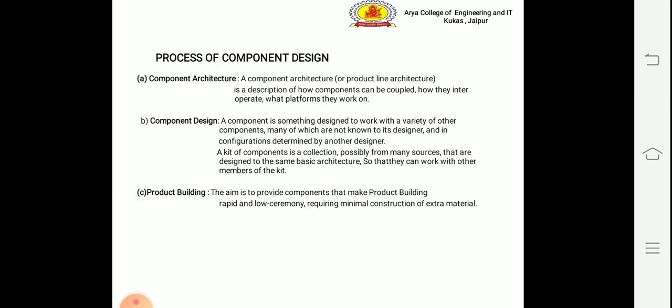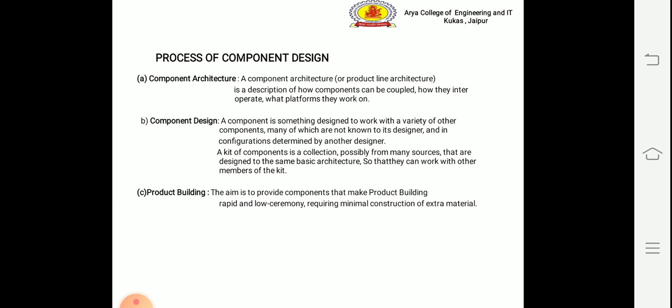Now, the process of component design. A, component architecture. A component architecture or product line architecture is a description of how components can be coupled, and how they interoperate on the platforms they work on. B, component design. A component is something designed to work with a variety of other components, many of which are not known to its designer, and in configurations determined by another designer.